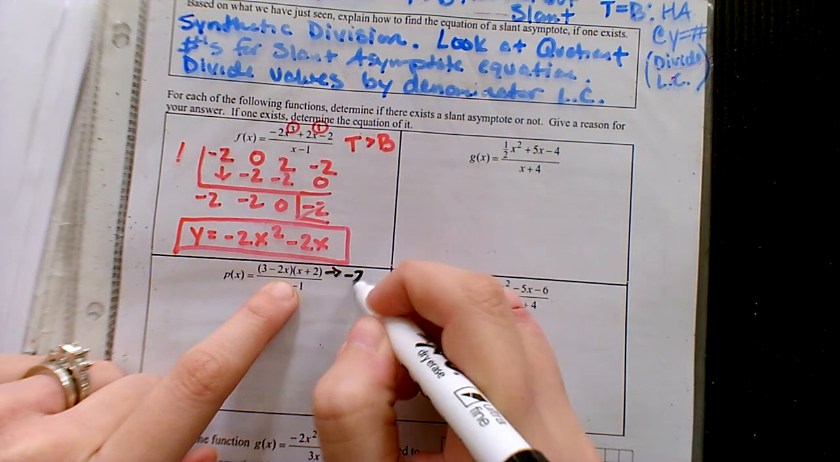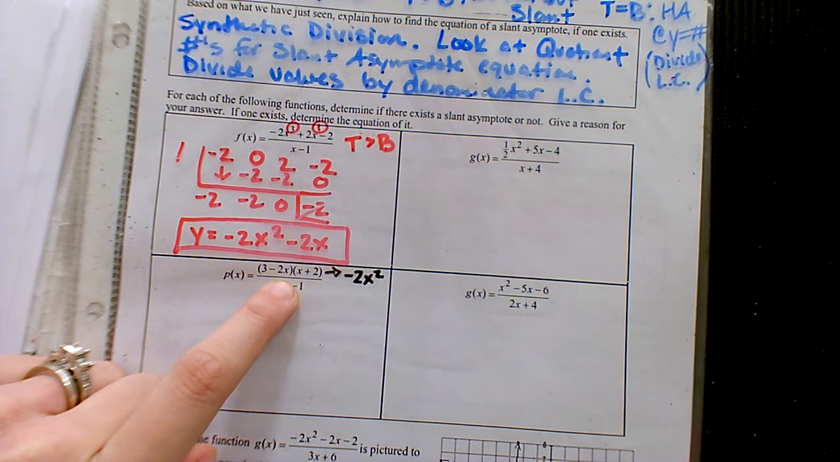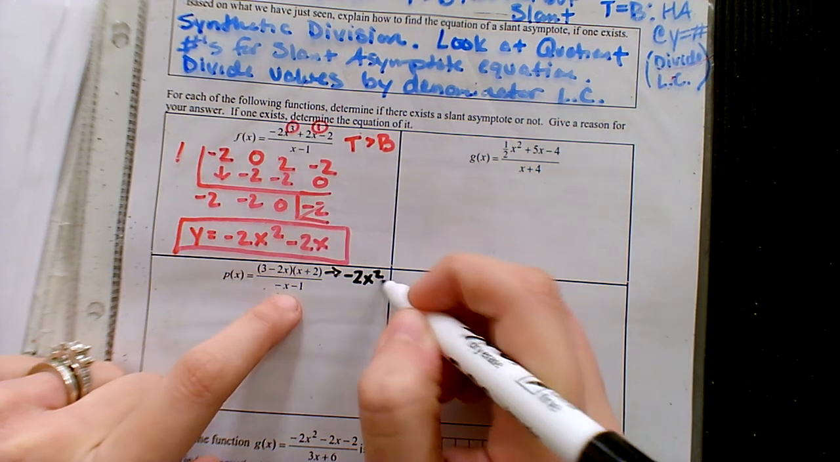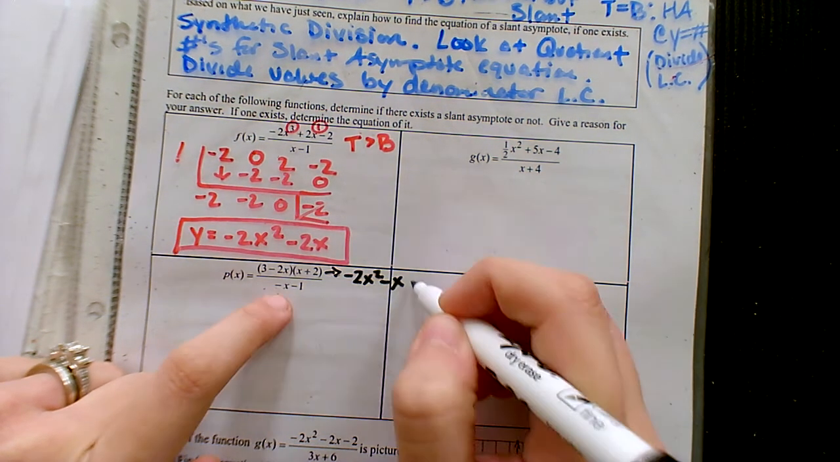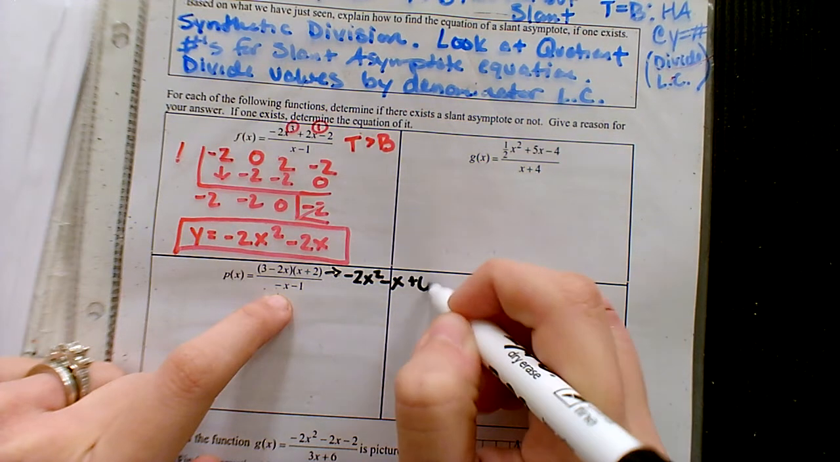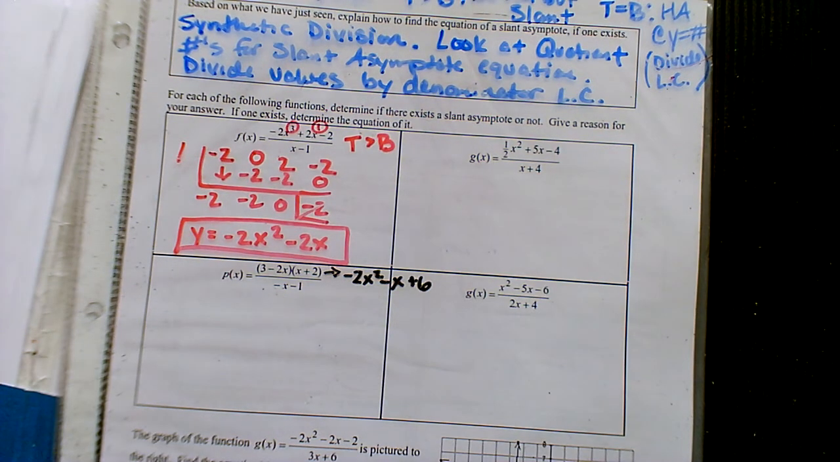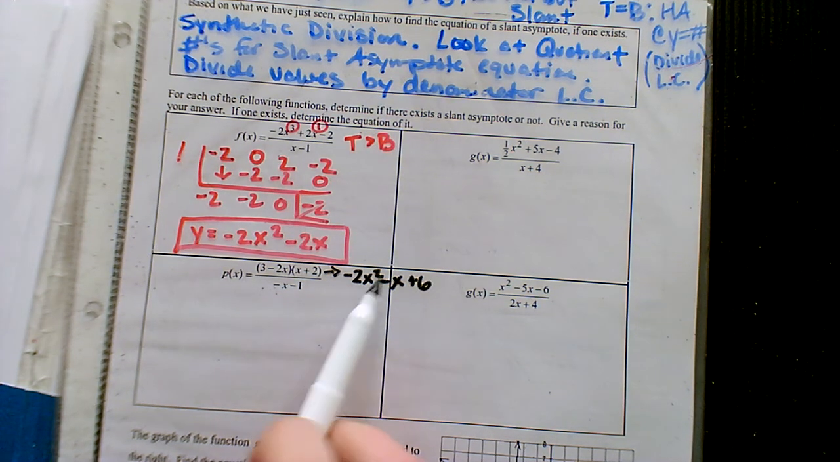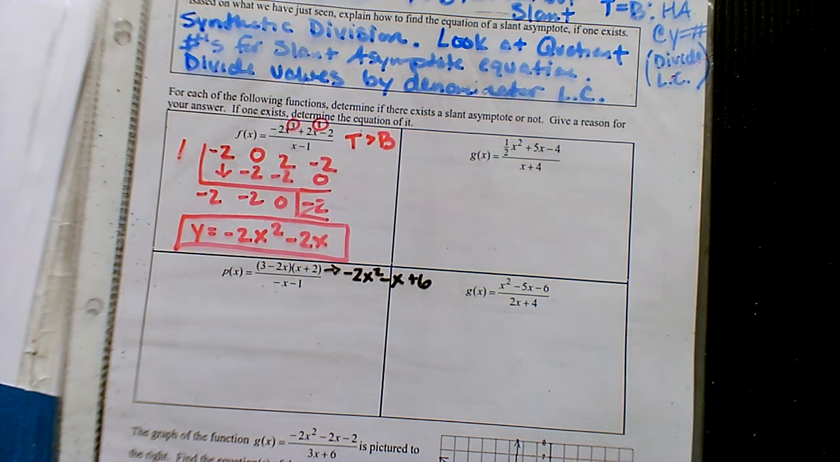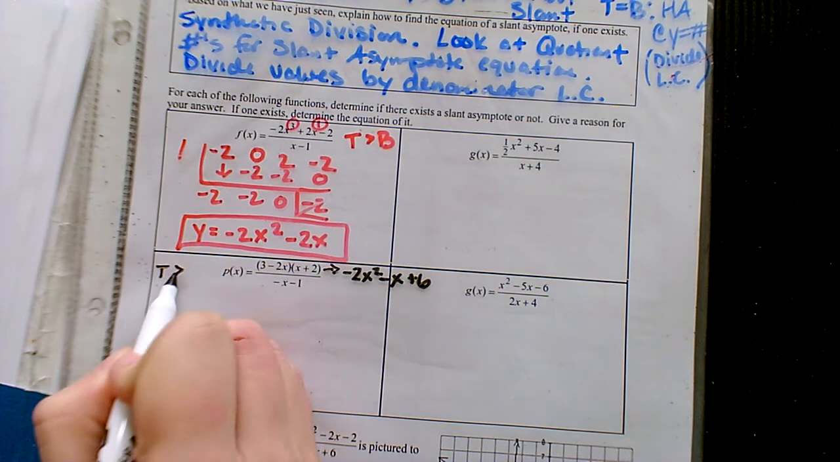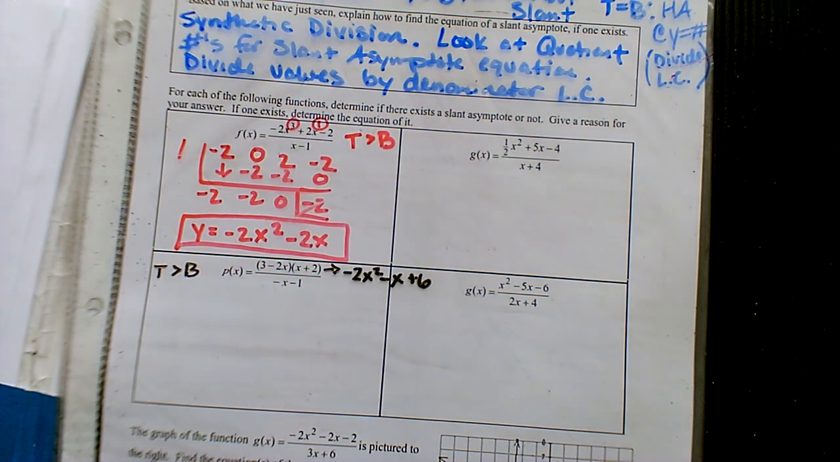So I think we'll get negative 2x squared minus x plus 6. Okay, if you go first, outside, inside, last, combine like terms, that's what we'd get. So looking at our powers, we have a quadratic up top and a linear on the bottom. So the top is definitely greater than the bottom. So that's signifying we have some type of slant asymptote.